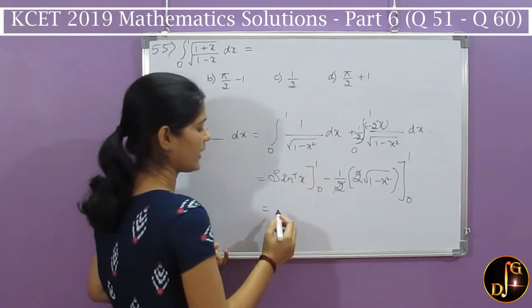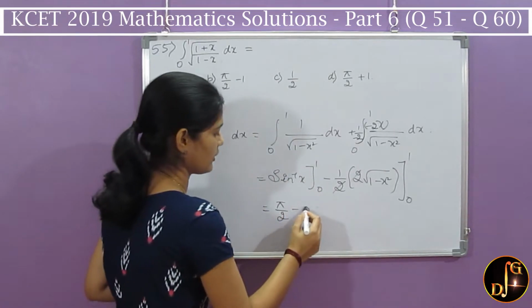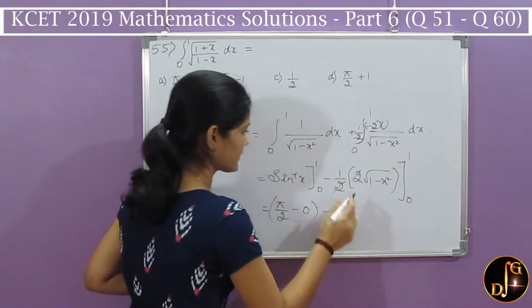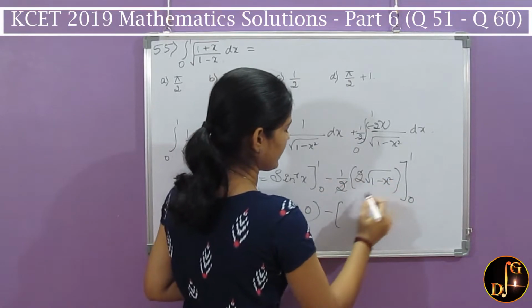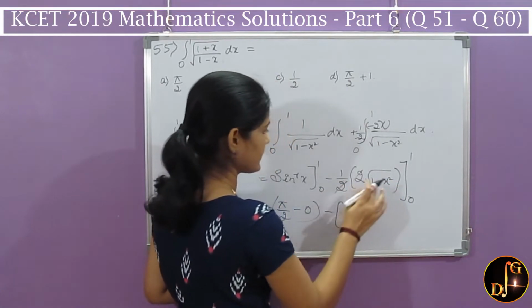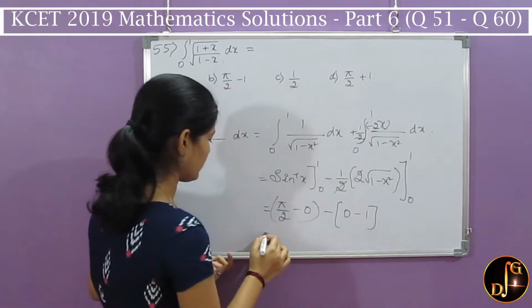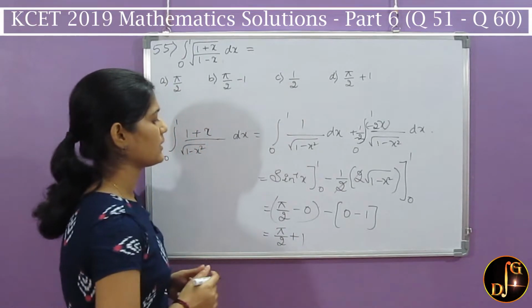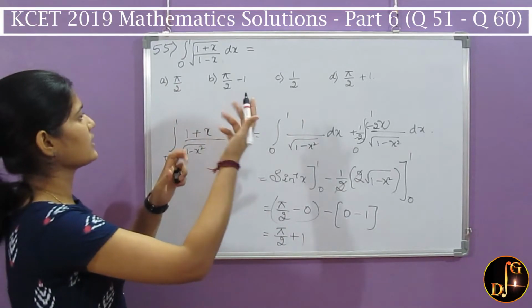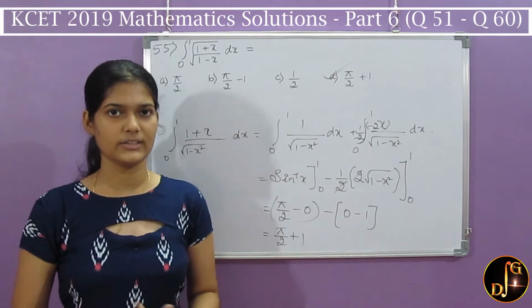Let's apply the limits. Sine inverse of 1 is pi by 2, right? And sine inverse of 0 is 0 minus, if we apply 1, then we will get 1 minus 1, 0 minus, if we apply 0, then root 1 is 1. So the final answer is pi by 2 plus 1. The correct option is option D, right? Now let's move on to the next problem.